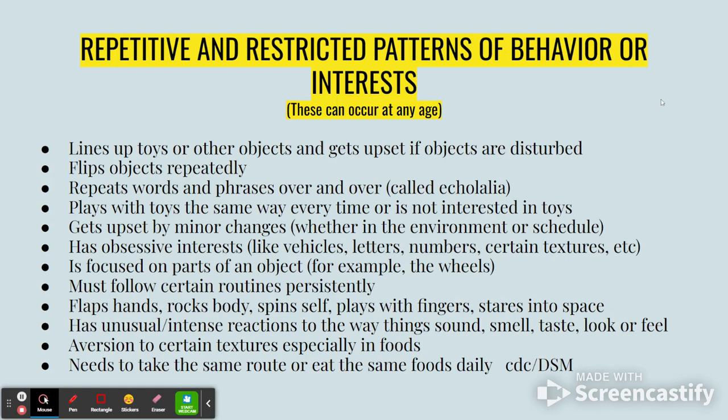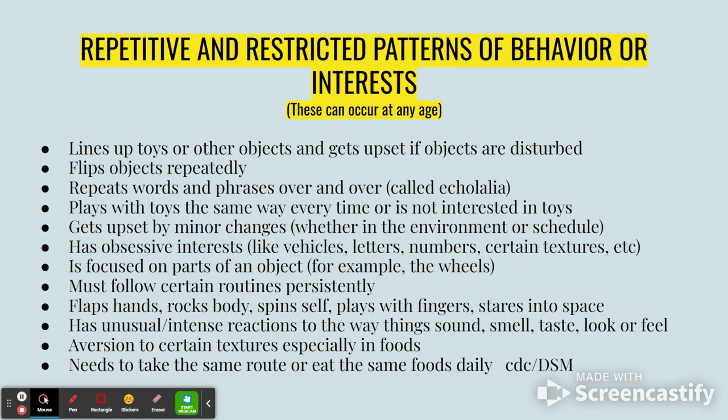Repetitive and restricted patterns of behavior or interests. These can occur at any age. Lines up toys or other objects and gets upset if objects are disturbed. Flips objects repeatedly. Repeats words and phrases over and over, also called echolalia. Plays with toys the same way every time or is not interested in toys. Gets upset by minor changes, whether in the environment or schedule. Has obsessive interests, like in vehicles, letters, numbers, certain textures, etc. Is focused on parts of an object, for example, the wheels of a car.